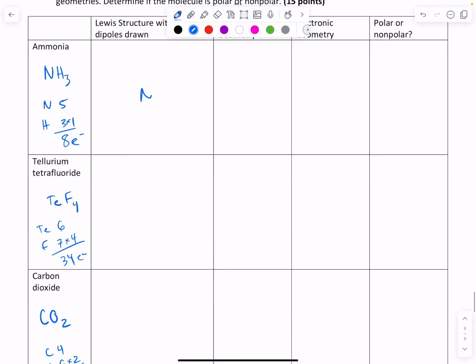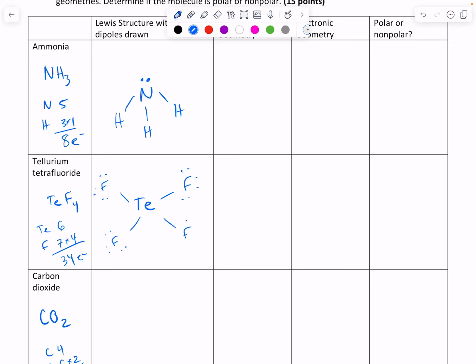Least electronegative in the middle, but good old hydrogen cannot be in the middle, so it has to be like that. I've just drawn 6 electrons, which means I need to draw an extra 2 in order to hit 8. There's my structure. Tellurium, if I draw it with all of my fluorines, I'm going to end up with 32 electrons. How do I know that? 8 times 4 is 32. If you can get really good at these multiples of 8, you'll get there a lot quicker.